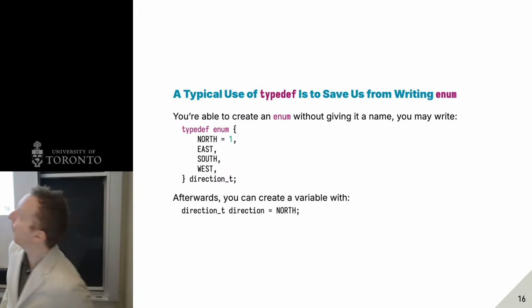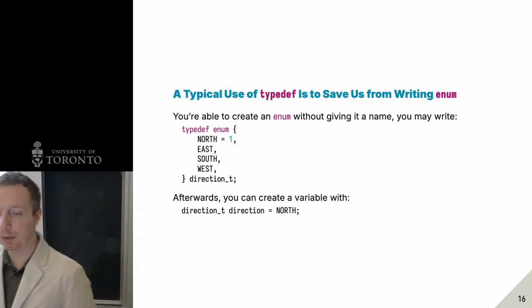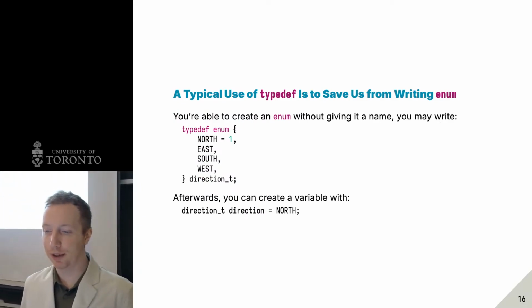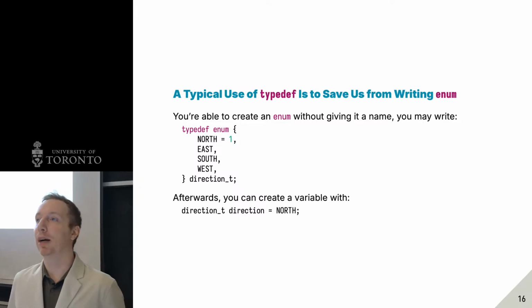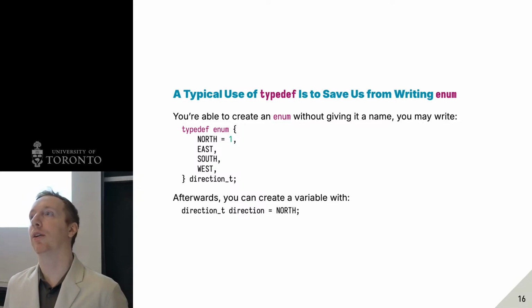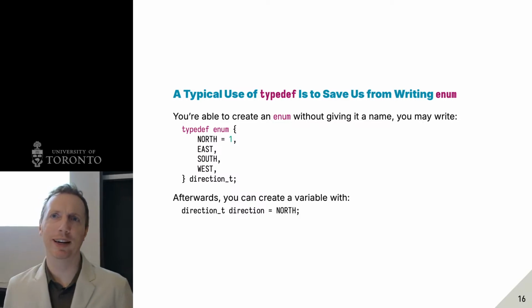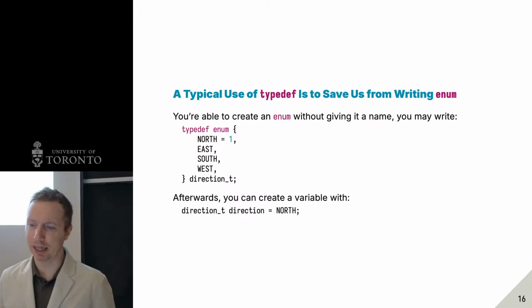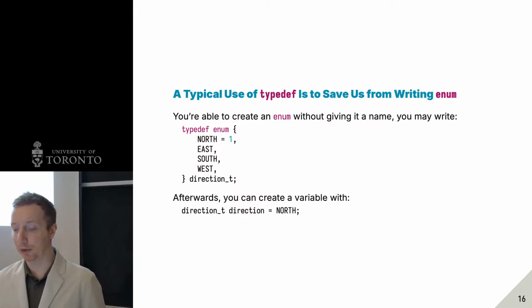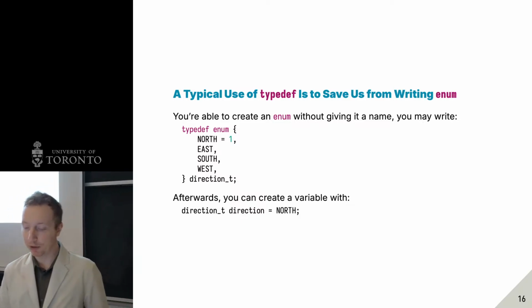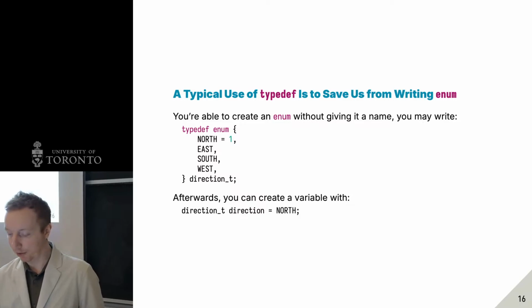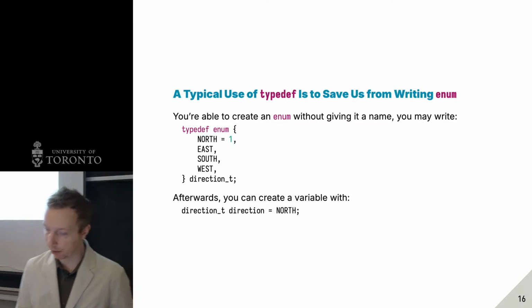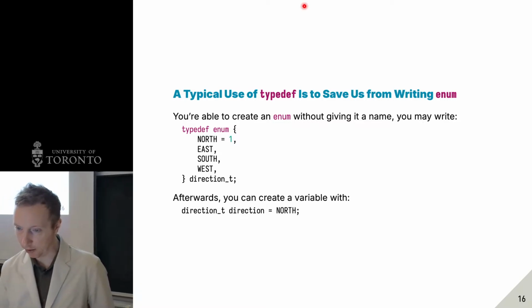So one typical useful thing to do with a typedef: you might imagine writing enum direction all of the time with a space in there. It kind of looks ugly and might get slightly confusing, especially if you use the same name again. So the typical use of a typedef is to save us from writing enum, and it will save us writing the next keyword we are going to learn about as well.